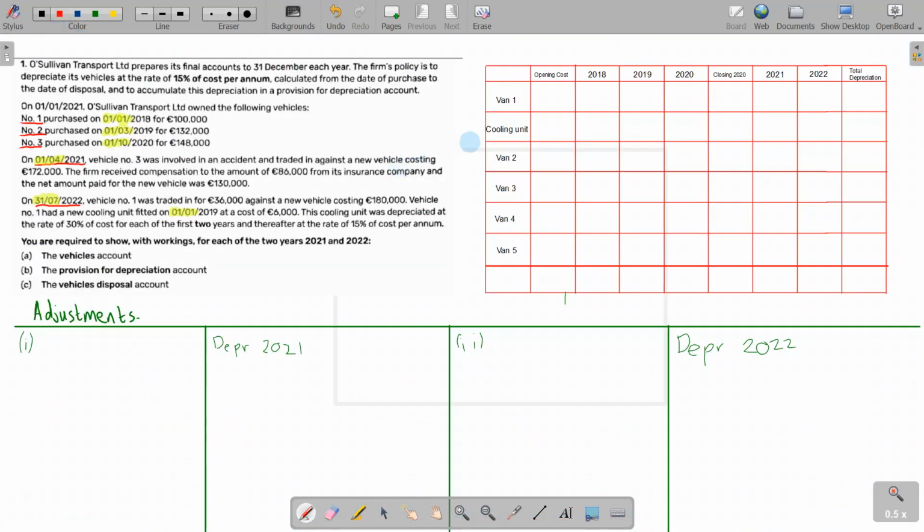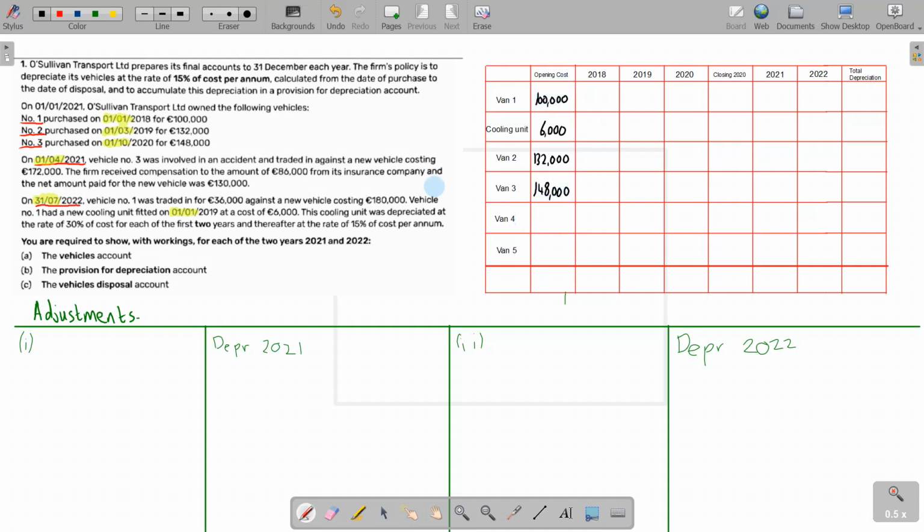So the first thing we should do is just put in the value for what we already know. So we know van 1, what's the opening cost? Well, it's going to be 100,000. We knew that the cooling unit was 6,000. We know that van 2 cost 132,000. We know van 3 cost 148,000. And let's just leave van 4 or 5 for now.